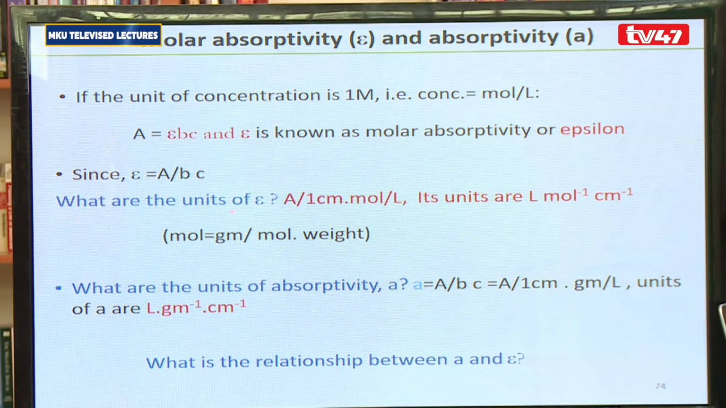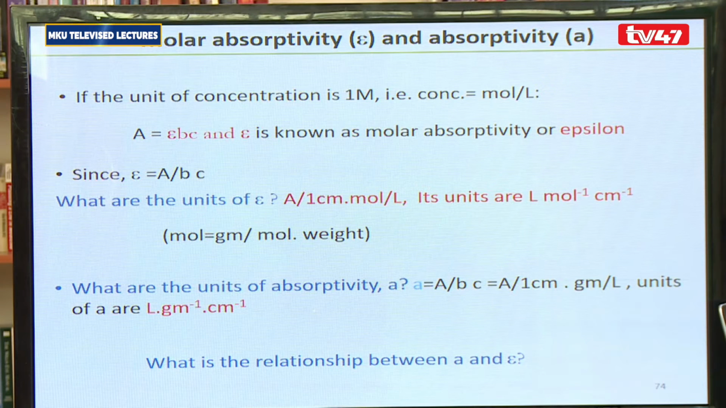So what are the units of molar absorptivity? Again, we know that absorbance is equal to molar absorptivity times B times C. So if we make molar absorptivity the subject, then we find that the molar absorptivity is basically absorption per unit concentration, because it is going to be A over BC. And absorbance is unitless. Path length is usually 1 centimeter. And of course, the units of concentration are moles per liter. And that means the units for molar absorptivity are going to be liter per mole per centimeter.